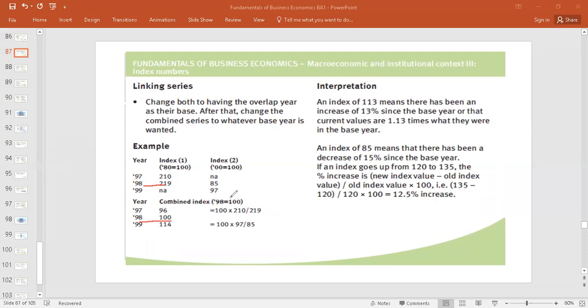So that's calculated. 210 is what percentage? 210 into 100 divided by 219. Okay, so that calculation is done, and the index is given to us as 96. Similarly, for index 2, according to index 1 we don't see any index here for 99, but 97 is the index according to index 2. So that is also calculated like that.